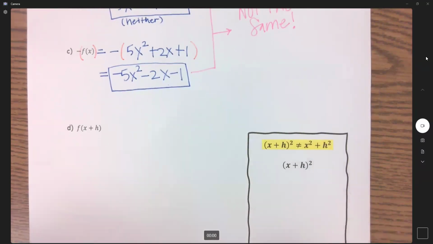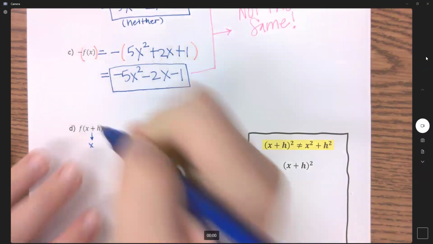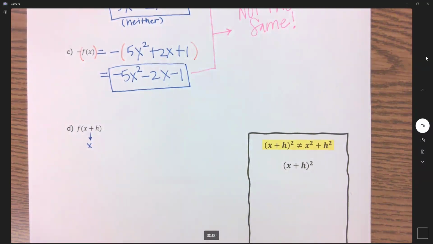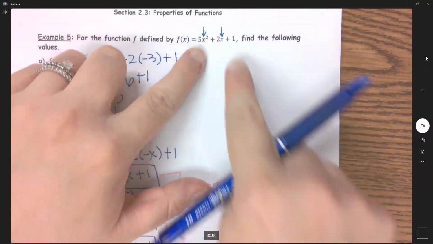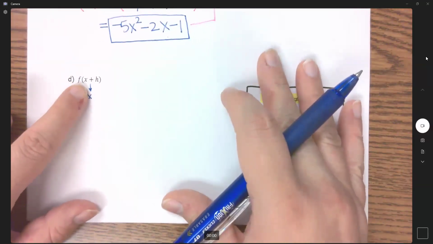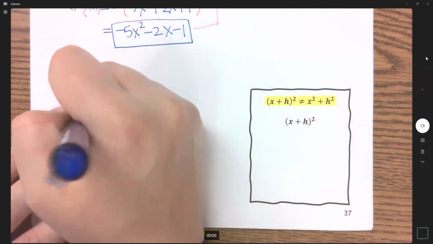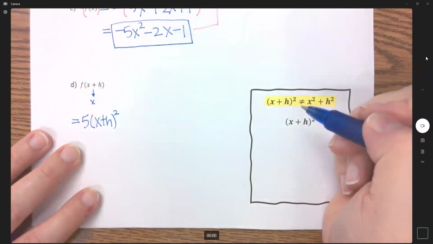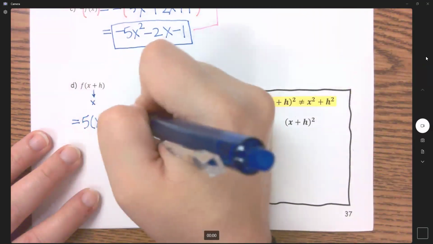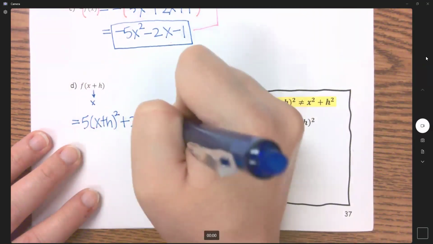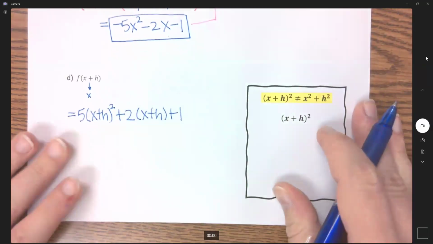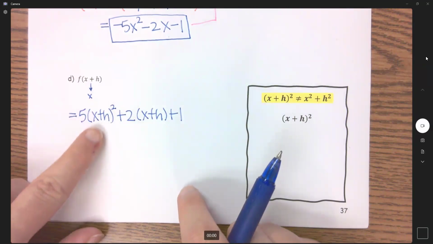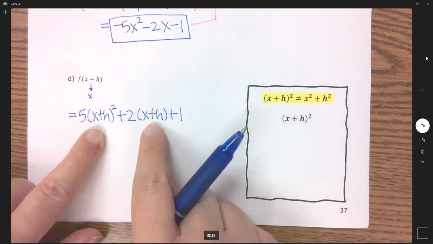And then lastly, f of x plus h. What is in parentheses represents my x. So I am going to replace both of these x's here with what x equals, and x equals x plus h. So now we have 5 times (x plus h) squared plus 2 times (x plus h), and then drop down your plus 1. So this was 5x squared, now it's (x plus h) squared. This was 2x, now it's 2 times (x plus h).